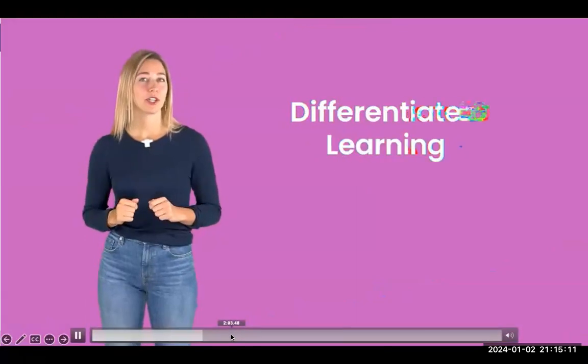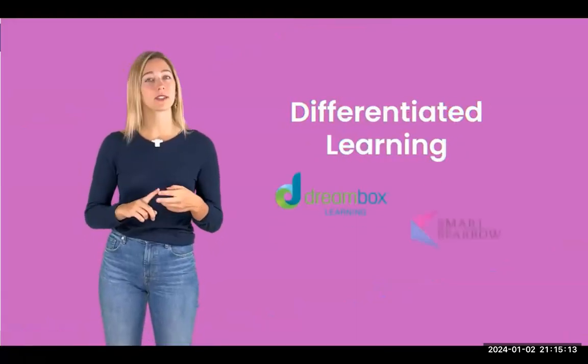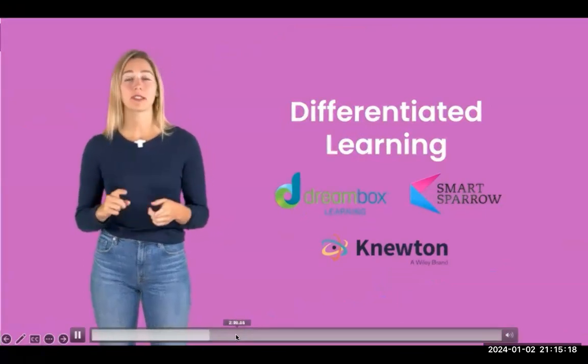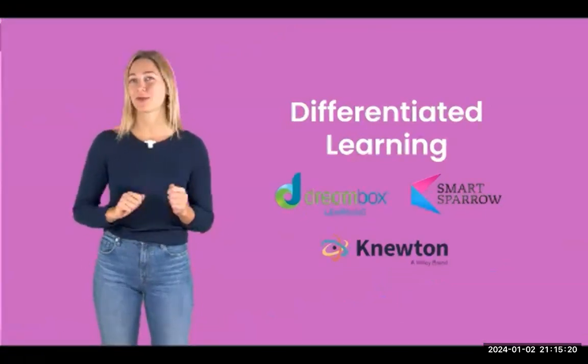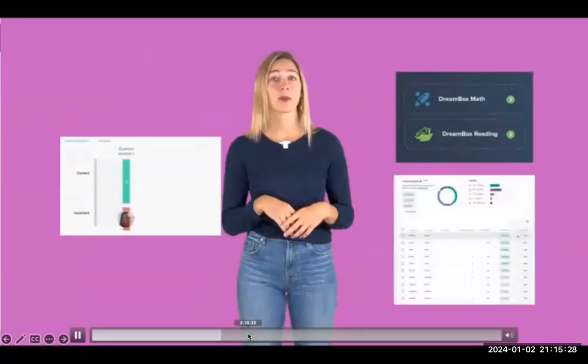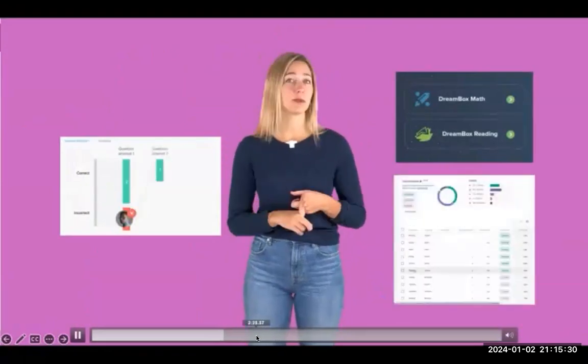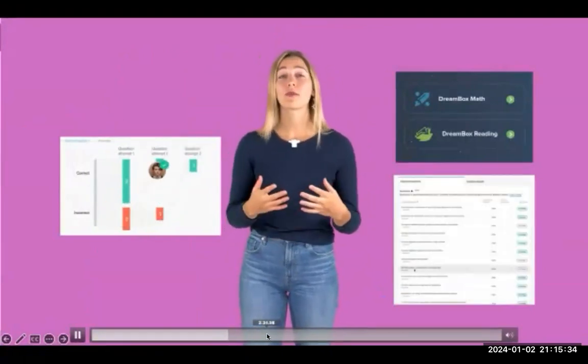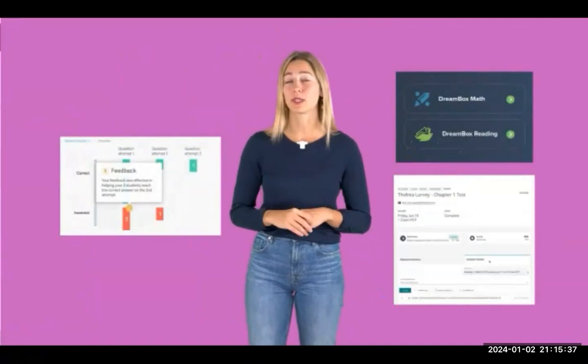For help with differentiated learning, use tools like Dreambox, Smart Sparrow, and Newton. Design custom learning paths for students based on their own strengths, weaknesses, and learning preferences. Dreambox for math and reading, Smart Sparrow for general differentiated learning, and Newton for the other STEM subjects analyze student data like their assessment scores, their attendance record, and even some behavioral patterns to then recommend personalized learning and lesson material for students. All this based on their individual learning styles.